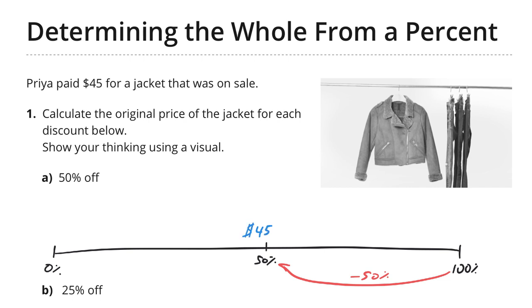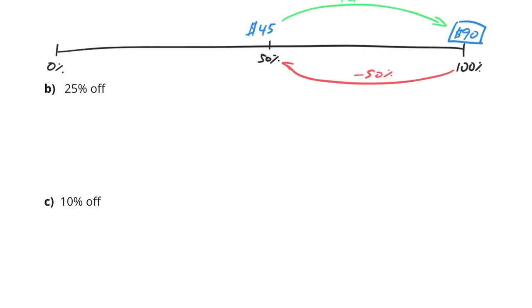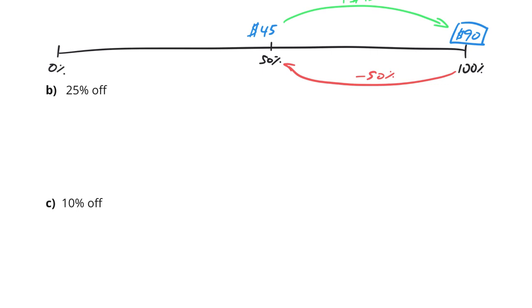So here is what she paid, $45. And that means it stands to reason that she would pay the same amount to get to 100%, right? So we would have to add $45 here, and the total would be $90. Let's move to the next one, where it says now she paid $45 and it was 25% off.